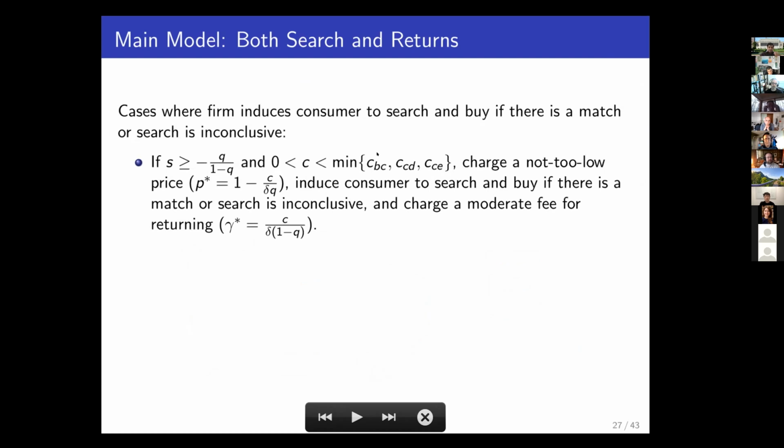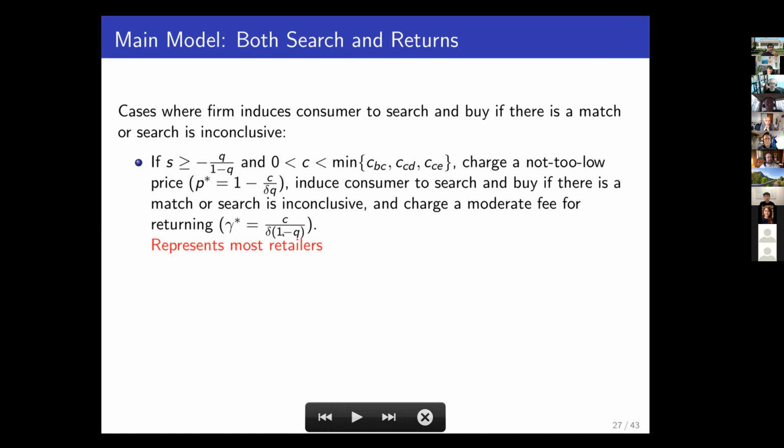where the firm induces the consumer to search and buy if there is a match or if search is inconclusive, right? So you did search, but you found nothing. You're like, okay, I'm going to still buy, right? So you obviously need to set the price accordingly, but also give a return policy which charges some moderate fee for returning. Okay, so that's a behavior you motivate, which I would say is most retailers with different kinds of fee.